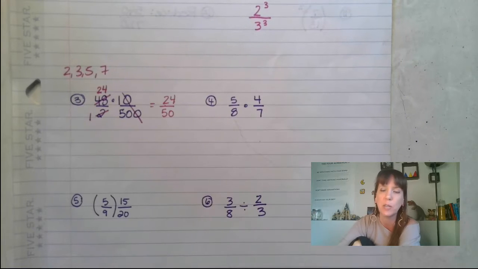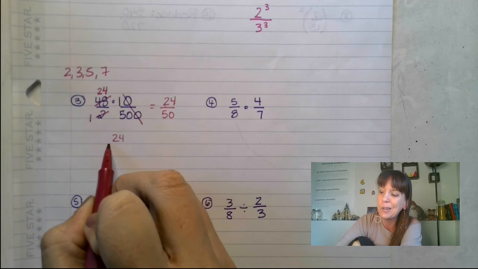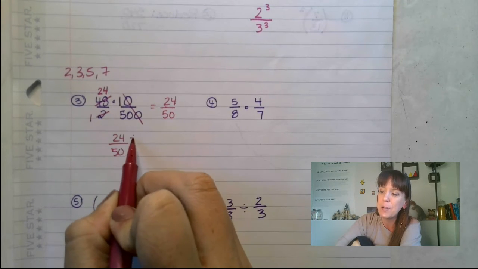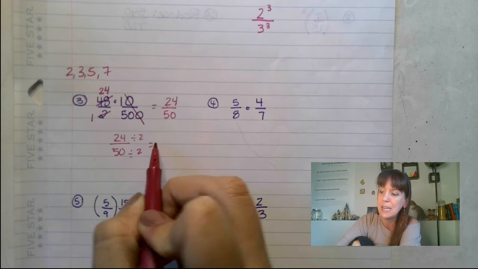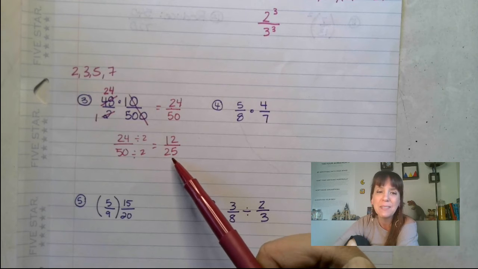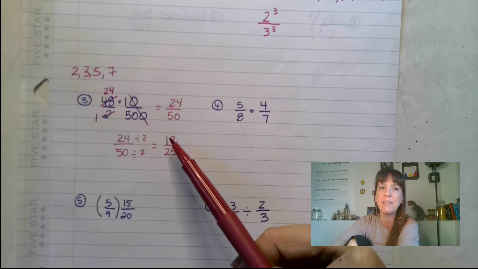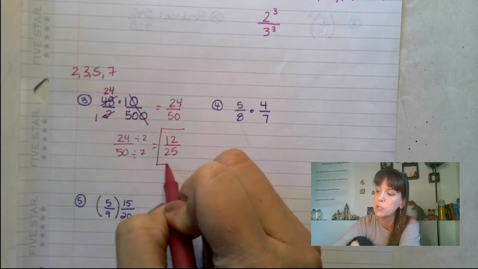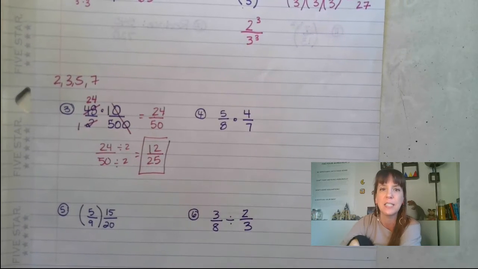Anyway, these are both even, so we're going to divide them by 2: 24 over 50, cut those puppies in half. That's what dividing by 2 is, and we get 12 over 25. Now 25 is just 5 times 5, and there's no 5 hidden in this one, so that is our most reduced fraction. All right, let's look at this guy.